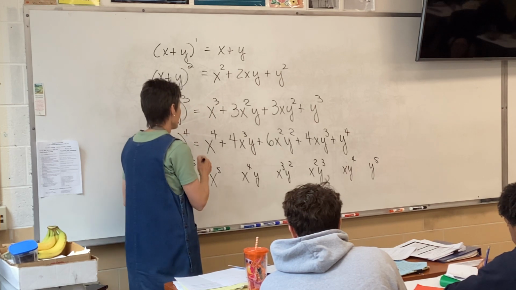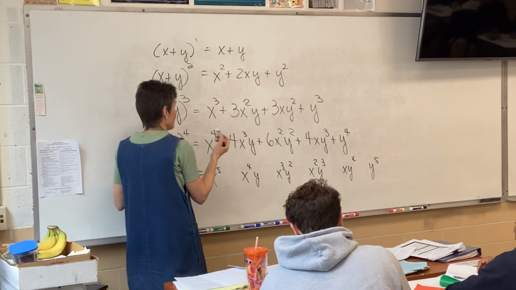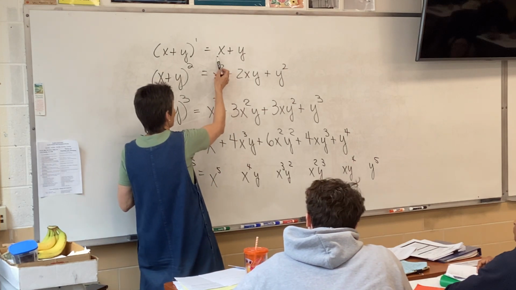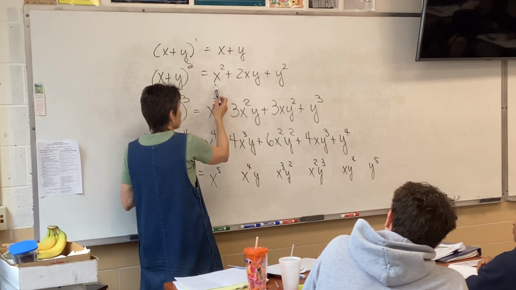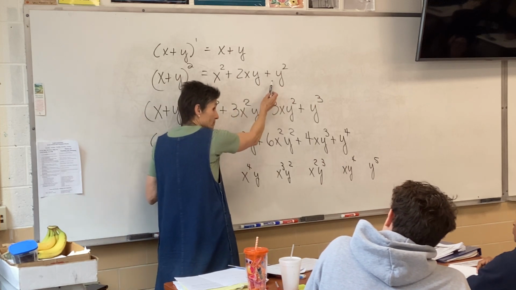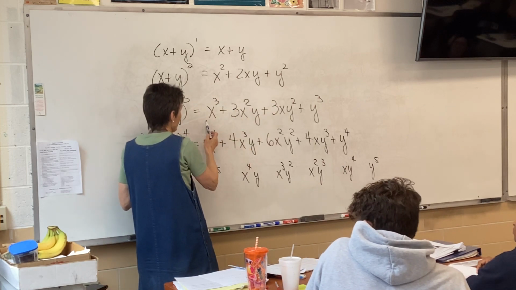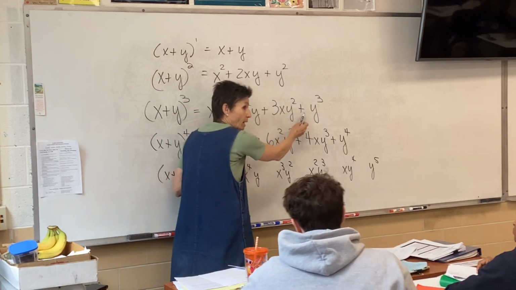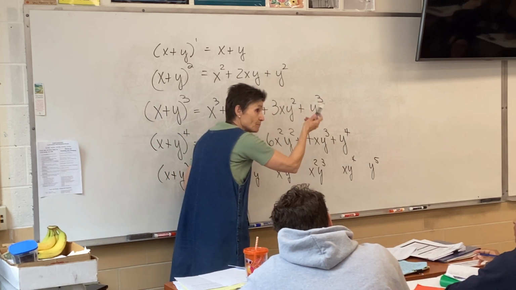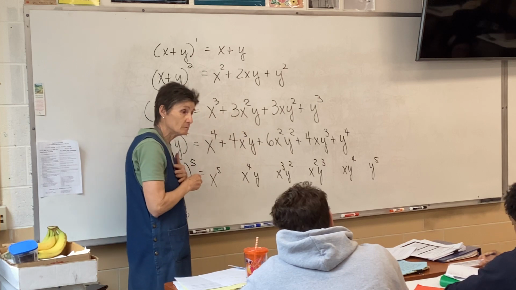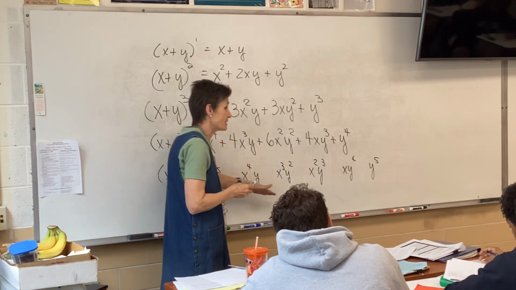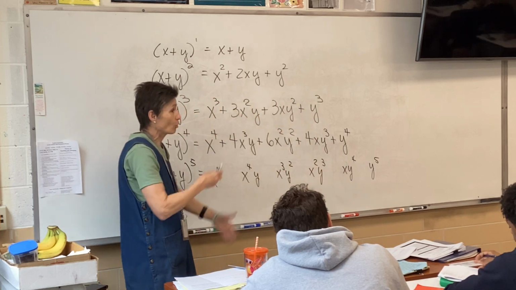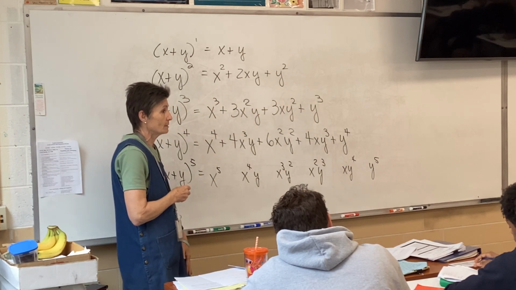Now, I want you to look at the coefficients and tell me if you've ever seen them before. The coefficients up here were 1 and 1. Then we went to 1, 2, 1. Then we went to 1, 3, 3, 1. What are those? That's Pascal's triangle. The coefficients of the expansion are going to be Pascal's triangle.